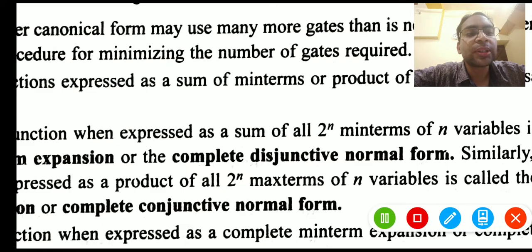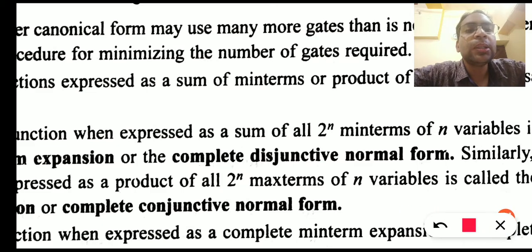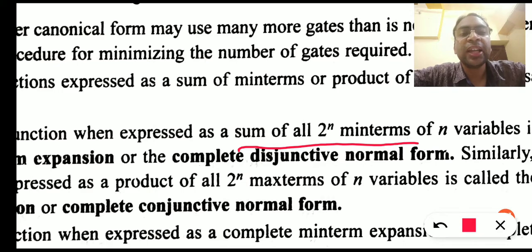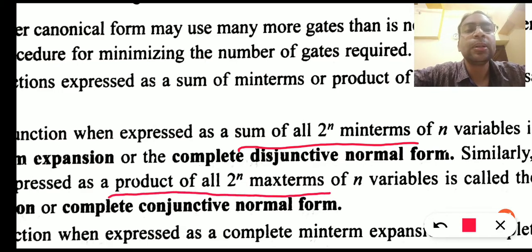So here two things are important: the sum of all 2 to the power n minterms of n variables, this is the complete disjunctive normal form. And the second thing, the product of all 2 to the power n max terms, this is known as the complete conjunctive normal form.